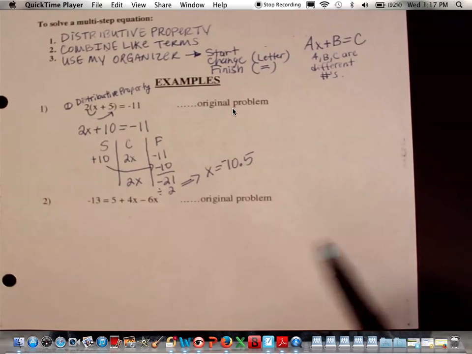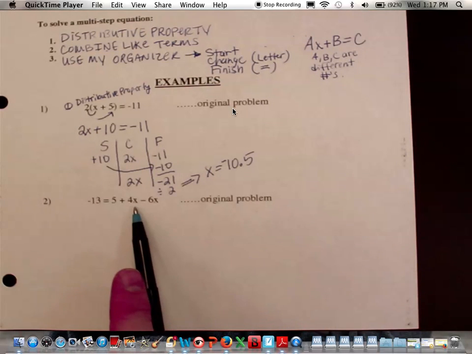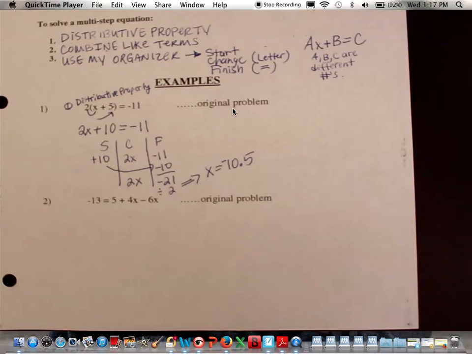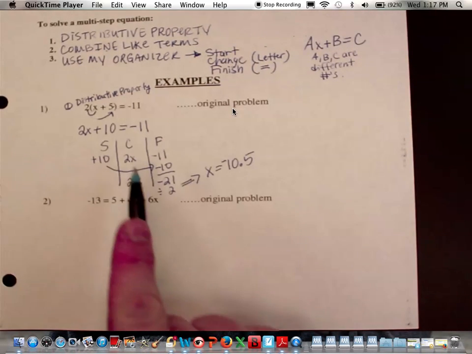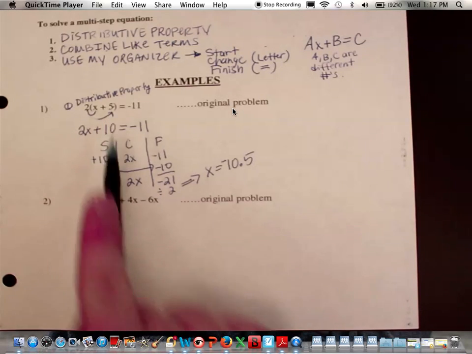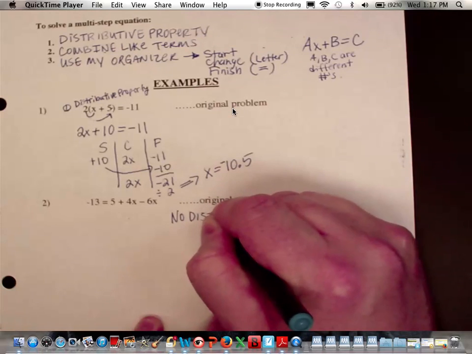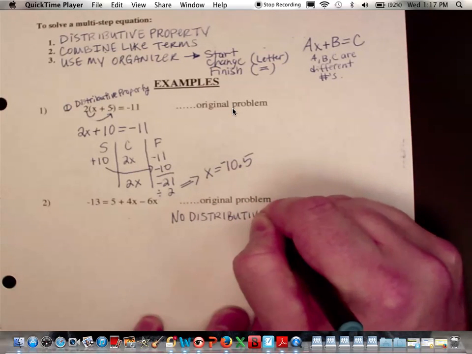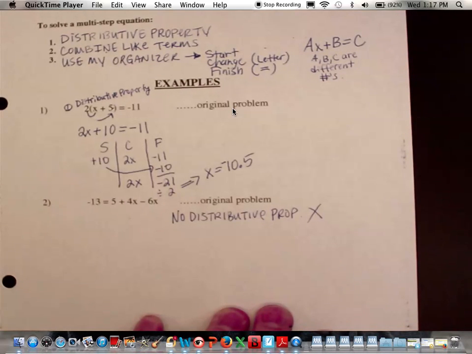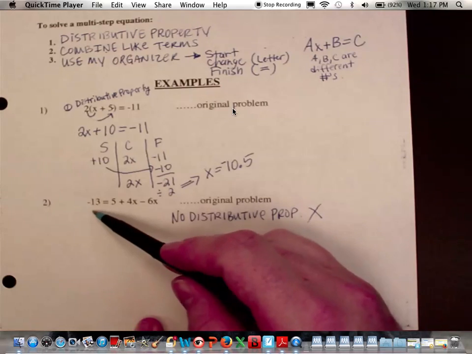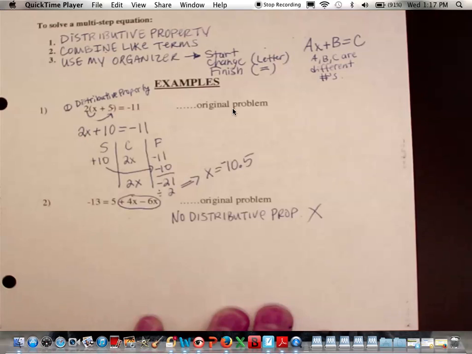Okay? Here's my second problem. Let's look at this one. So this says negative 13 equals 5 plus 4x minus 6x. Okay? So I'm going to look here first and ask myself, is there any distributive property? Remember, distributive property looks like this with the parentheses. I look and say, oh no, there's no distributive property. So I can skip that one. So I'm going to say, hey, can I combine like terms? Well, I see there are some terms right here. I'm going to combine those terms together.